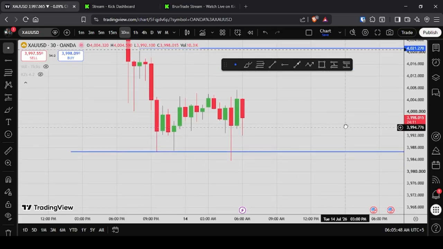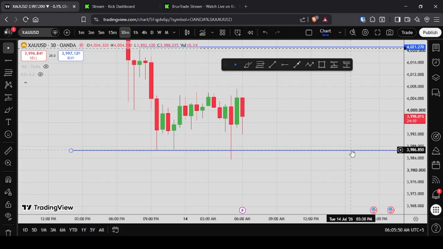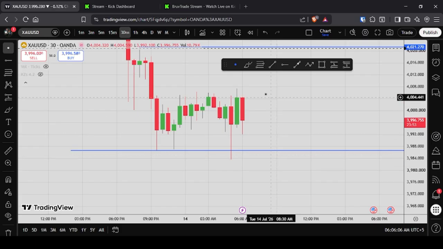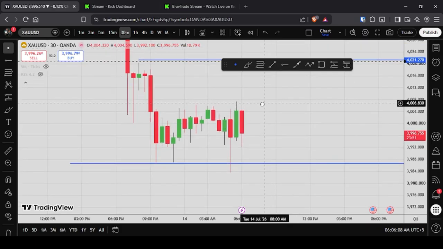To what level? Hello, hello, to what level? 3984 level. It can keep going downwards to 3984 level, or it can go upwards as you said, 4021 level.